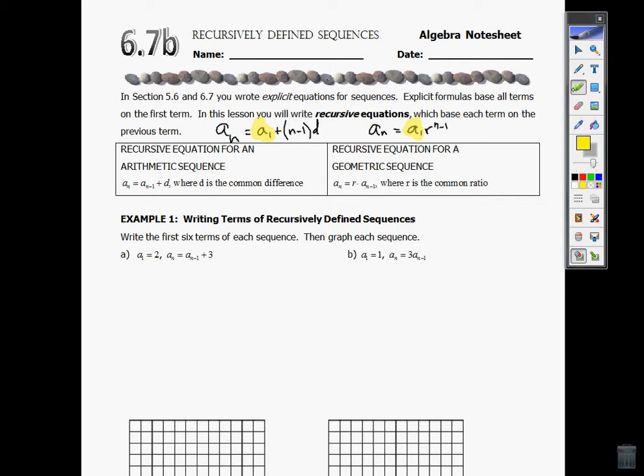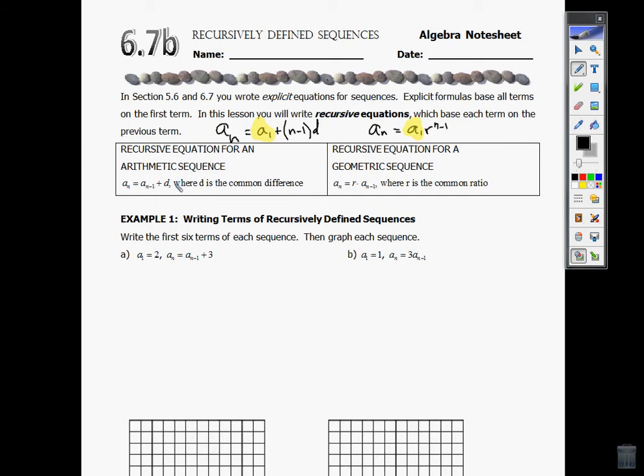Alright, so my equation is basically telling me you can get any number you want as long as you know the number before it. Whereas my explicit ones were saying you can get any number you want based upon the first number in the sequence. Alright, so let's take a look here. We have a recursive equation for an arithmetic sequence, which is saying that any number that you want can be found by taking the number that came before it and adding the common difference.